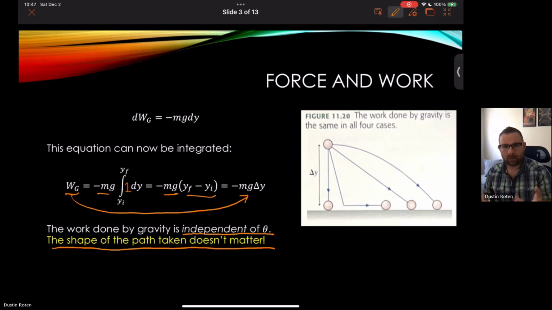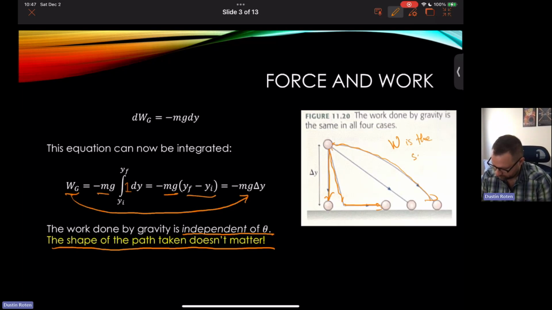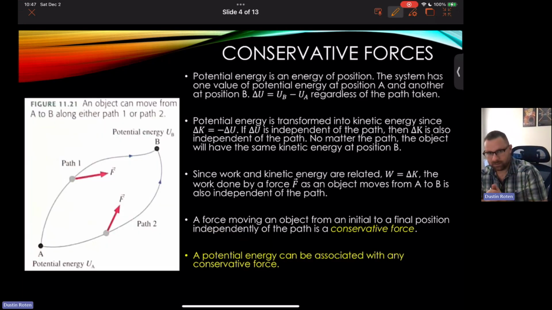That's super important. Okay, if you look over here, the work done by gravity is the same in all 4 cases. I mean, we have some crazy paths. We have one that simply goes straight down, one that does some weird stuff here, and then one that sort of takes an arc. So in all these cases, because the path doesn't matter, work is the same. And that's a pretty cool result. That'll come in handy several times throughout the rest of the course.